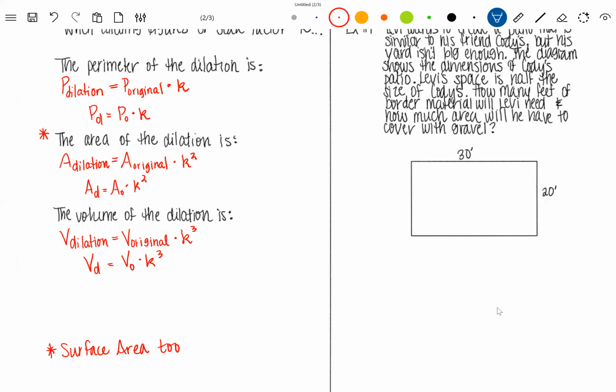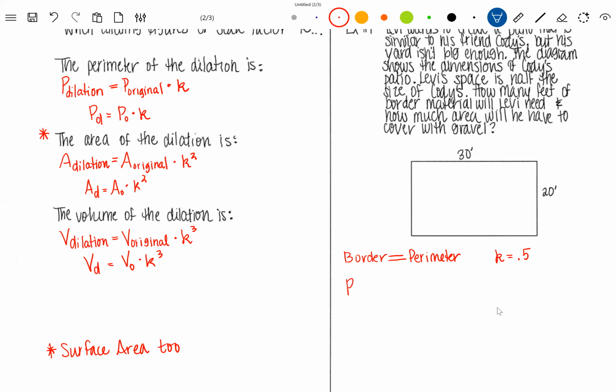So even though Levi's space is going to be half the size, we've got to calculate how much border material, or his new perimeter, Levi's perimeter and Levi's area. Okay, border: it doesn't say perimeter in the word problem, but it says border, which, remember, border is perimeter. So is fencing, so is going around, okay? So Levi's is going to be half the size of Cody's. So the scale factor is going to be 0.5, because we're going to scale down Cody's patio to Levi's.